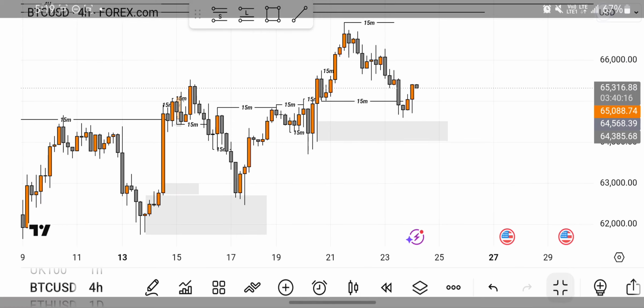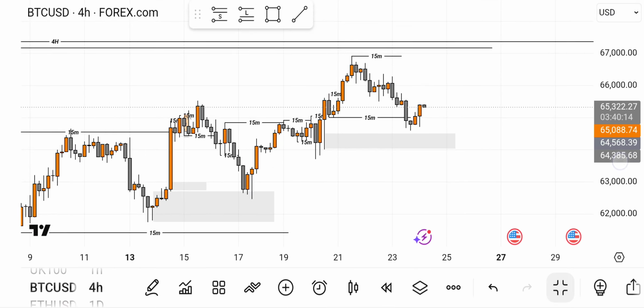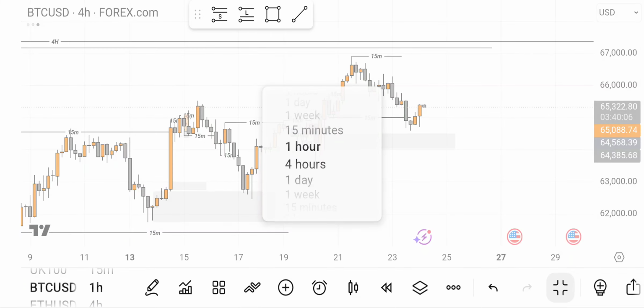So that is that on the 4-hour time frame. I can't find any valid zones to buy or sell from here. So we'll move down to the 1-hour time frame.